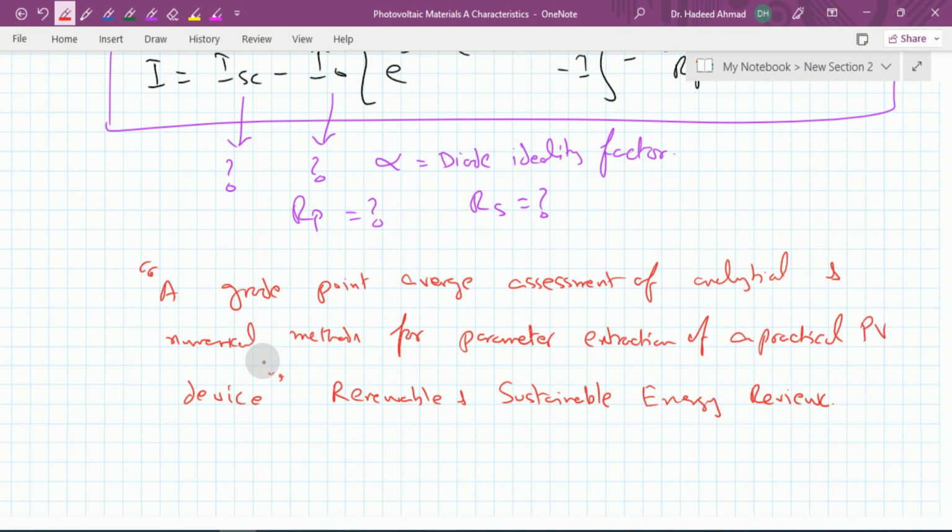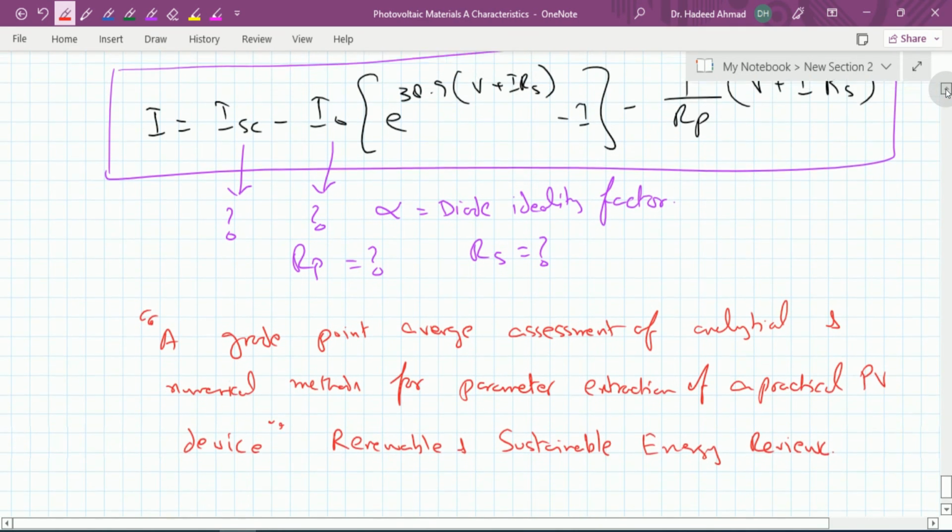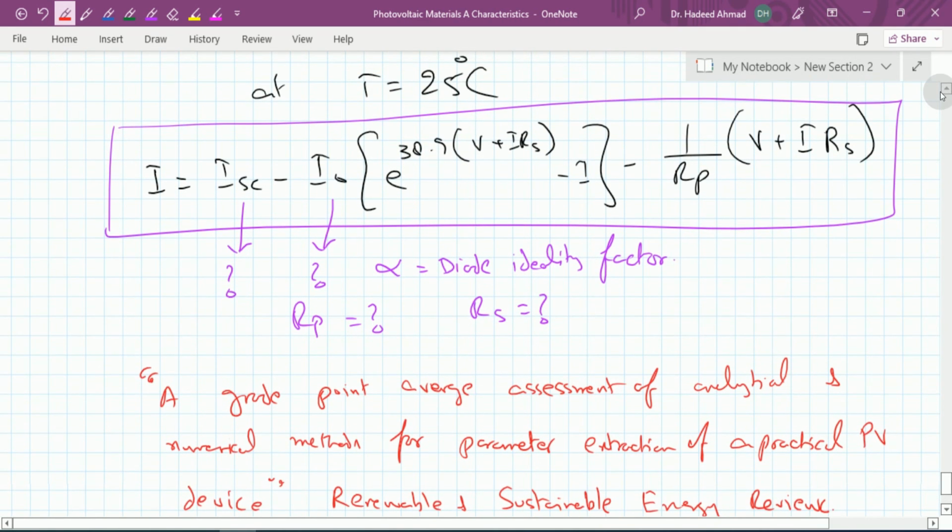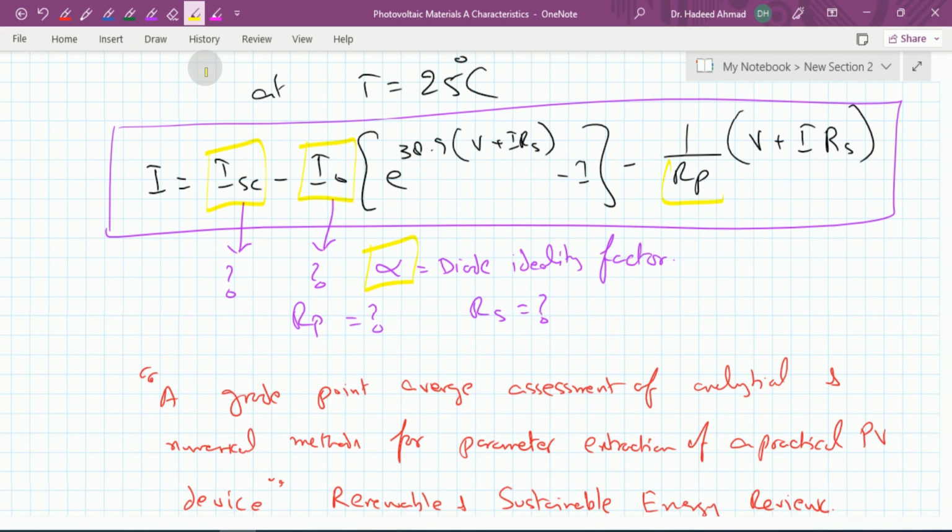are used to identify these 5 missing parameters for a single diode cell, although the paper contains information about a 2 diode PV model as well, but that is well beyond the scope of this particular course. So we will stick with the basic approach, as I have said that we have 5 unknown parameters here. The first one is this one, then we have this one, again this alpha is unknown, this RP is unknown, and this RS is unknown.